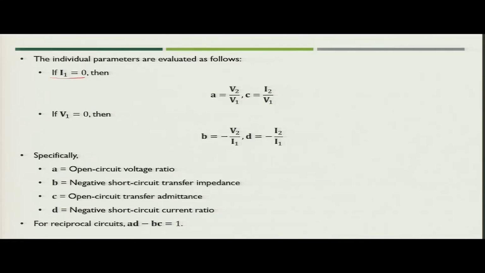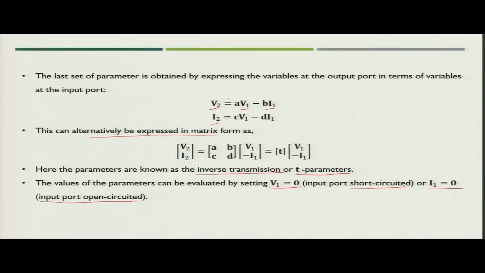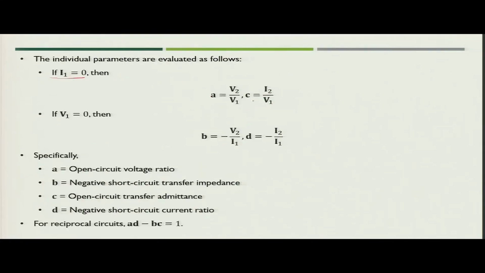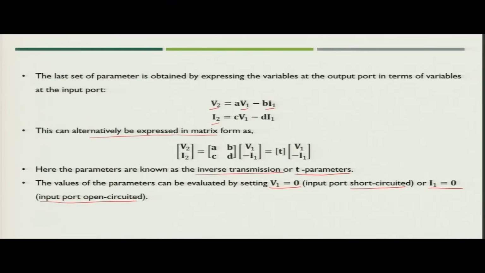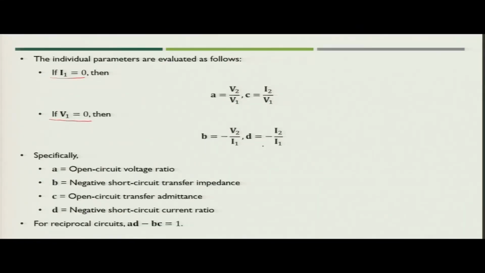First you will set I1 equal to 0. So, when you set I1 equal to 0, you will get A as V2 upon V1 and C as I2 upon V1. In the next case, we will set V1 equal to 0. So, if you set V1 equal to 0, you will get B as minus of V2 upon I2 and D as minus of I2 upon I1.